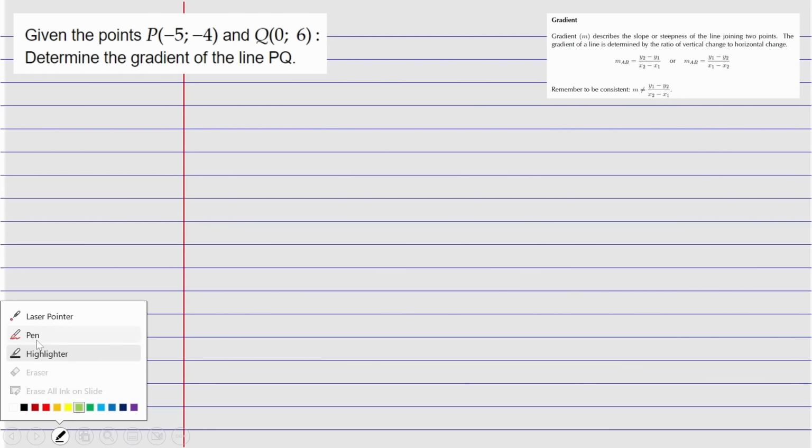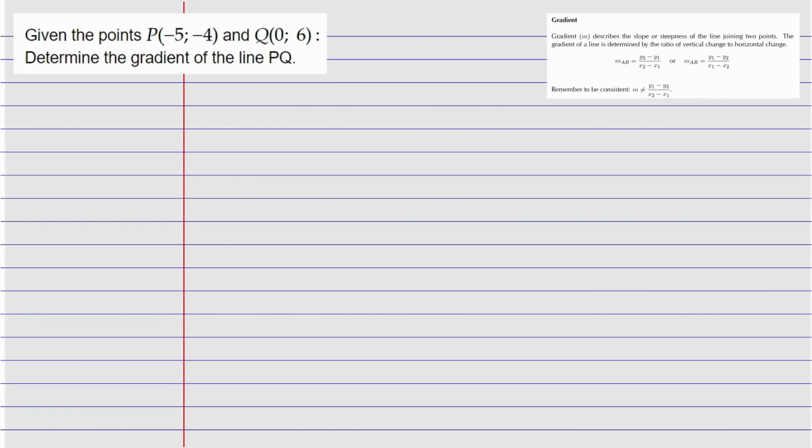It says, given that the point P is (-5, -4) and Q is (0, 6), determine the gradient of PQ. So the gradient of PQ, as I said, I love using the actual coordinates of the 2 points. So it's YP minus YQ, because we have P and Q, divided by, because I started with YP, XP minus XQ.